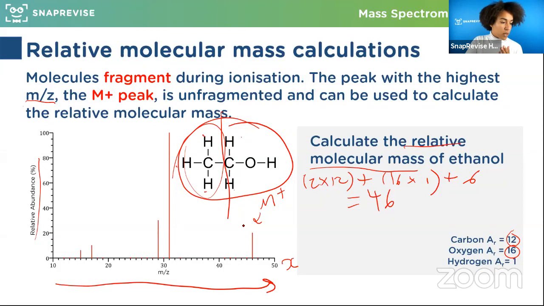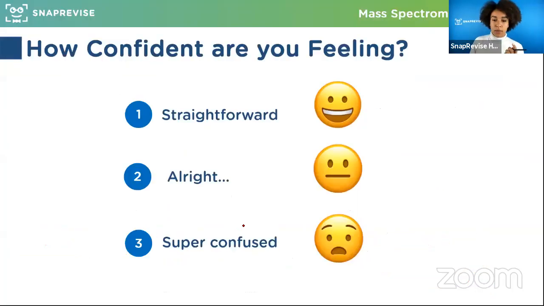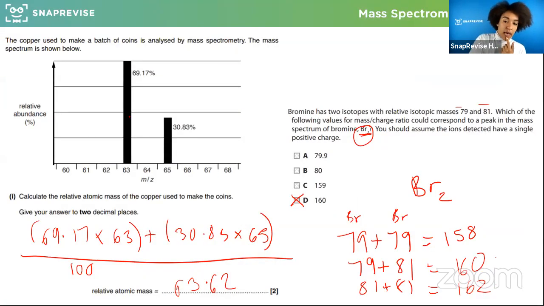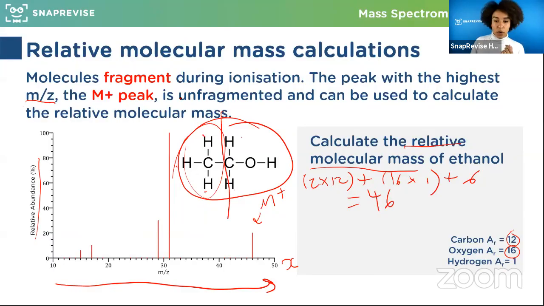What is the most abundant peak? Is it important? Yes, Fatima, it is important, because if you remember, for this question, that's how we worked out what the relative atomic mass is, right? We looked at the abundance times the mass to charge ratio. So the abundance is important if you want to know how often something is showing up.